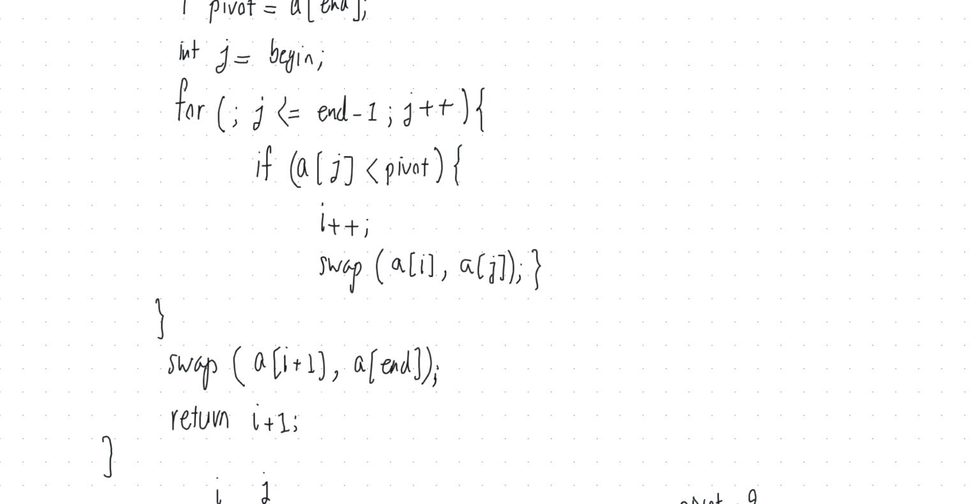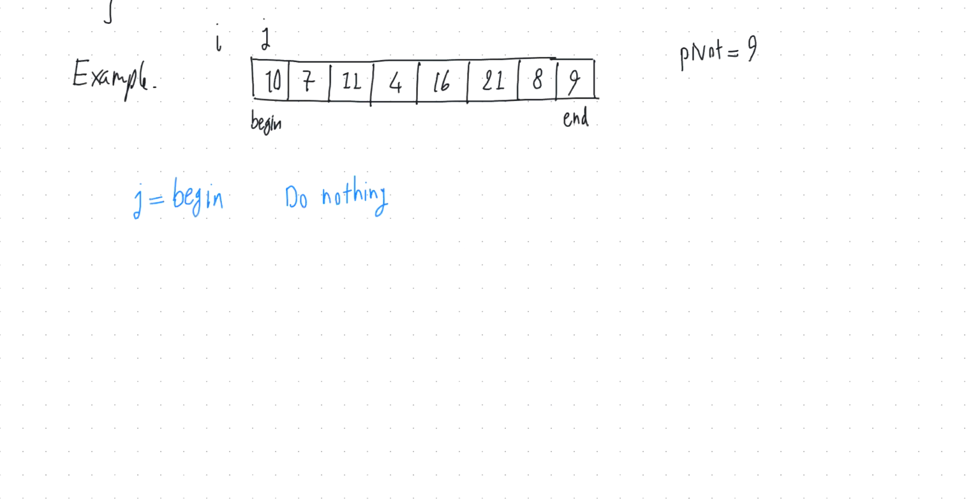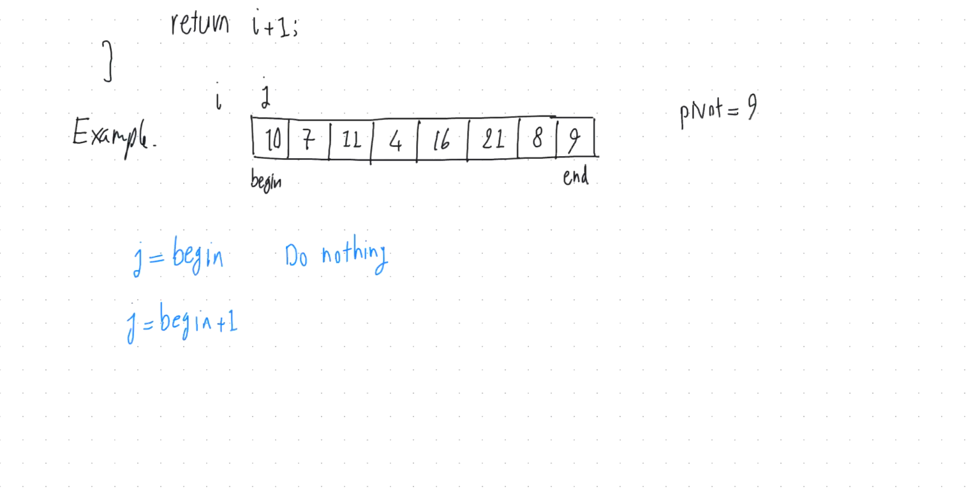So we go back and J increases to begin plus 1. So second iteration, J is equal to begin plus 1. Okay, so now J is here.